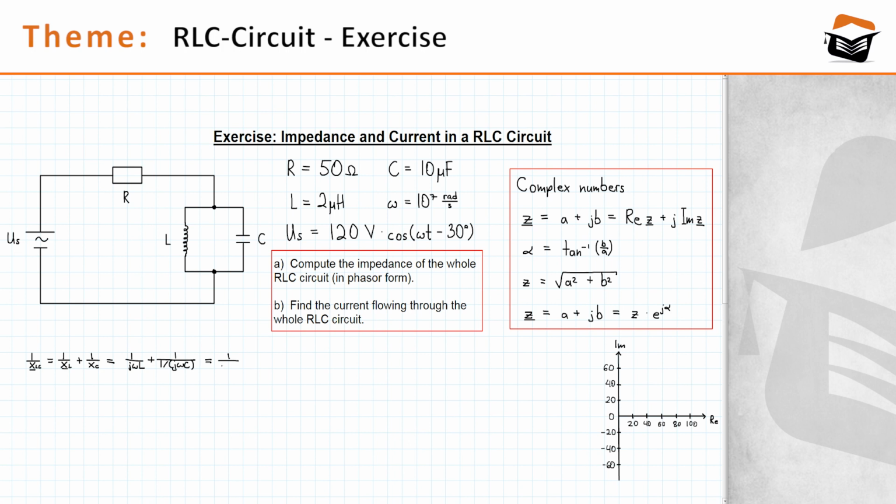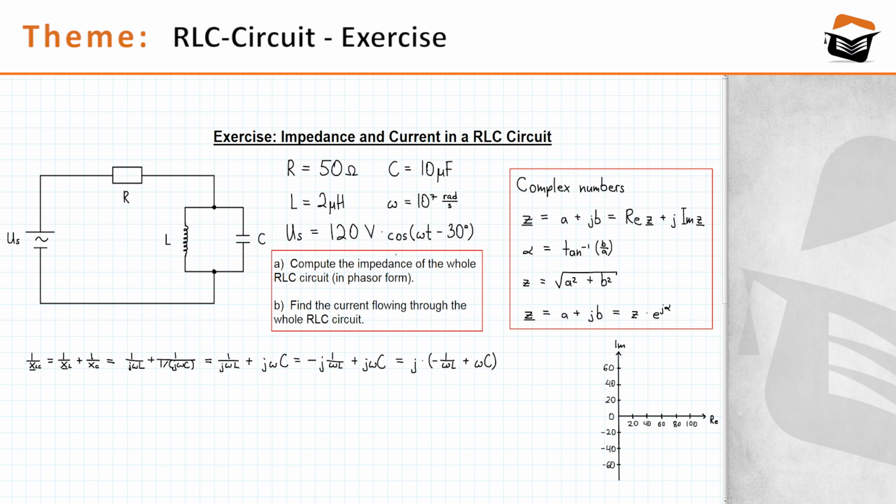And because we are taking the inverse 2 times, we end up with 1 over J omega L plus J omega C. We're gonna simplify it further. 1 over J omega L is equal to minus J times 1 over omega L, plus J omega C. And that is equal to J times minus 1 divided by omega L plus omega C. That's the complex form of the impedance of the parallel subcircuit.